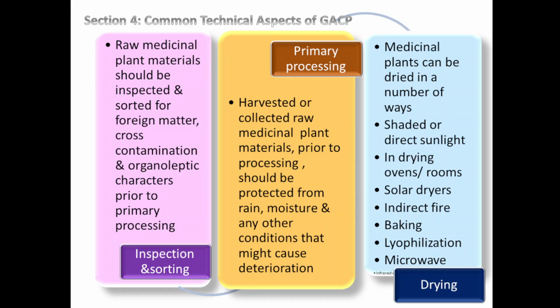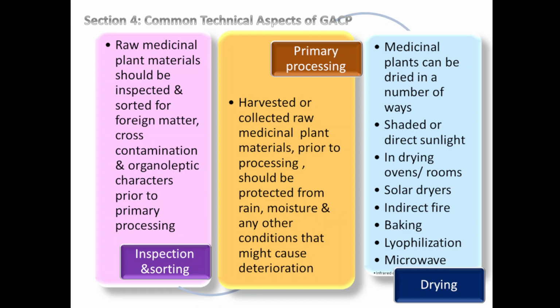Whatever the herbal raw material which is undergoing processing, that should be inspected and sorted for foreign matter, cross contamination and organoleptic characters prior to primary processing. So it should be inspected for foreign matter, any other material apart from the drug, that should be removed. Any other cross contamination, any other herbal raw material mixed with that product, that should be removed, and the proper raw material should be sorted.